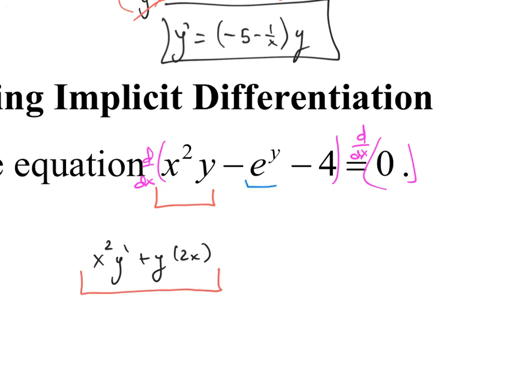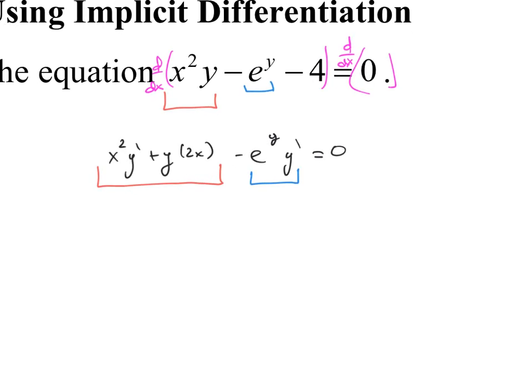Now let's consider the blue part. What's the derivative of e to the x? Well, it's e to the x. So what's the derivative of e to the y? It'd be e to the y, but then remember we need that y prime. So there's the blue part right there. What's the derivative of negative 4? Well, that's just 0, so I'm not going to put that there. And what's the derivative of 0? That's also 0, so I'll put that on the right-hand side because we do need that over there.